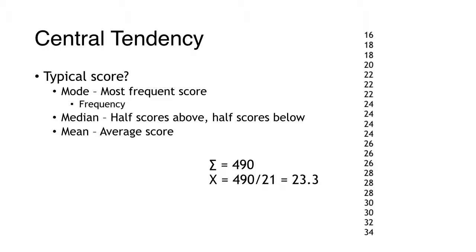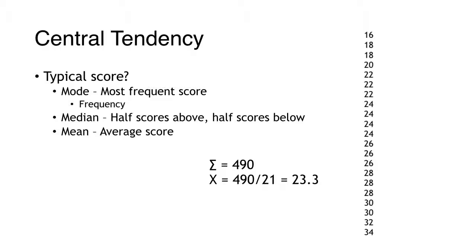And then the mean, you're pretty familiar with this one. What you do is you take the sum, and that symbol is sigma, which means the sum. So if I add up all these scores, I get 490. To find the mean, remember we represent that with an X. I divide 490 by 21 different scores, and my average score is 23.3. So that's the mean and the median and the mode.